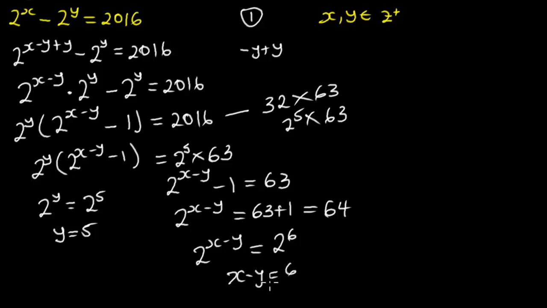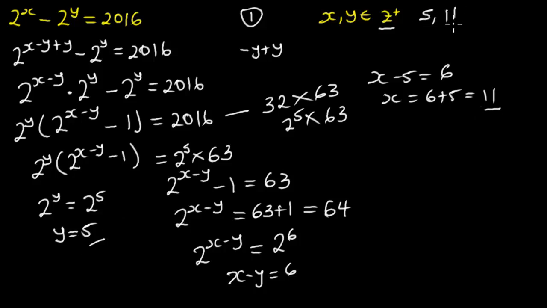And then we had y to be 5. So in place of y over here, you are going to write 5. So you are going to have x minus 5 is equal to 6. So x will be equal to 6 plus 5, which is 11. So we had y to be 5 and then x to be 11. And we said x and y should belong to positive integers, so we've gotten positive integers. Now let's write this down, 5 and 11 as our answer. This is for y and this is for x.